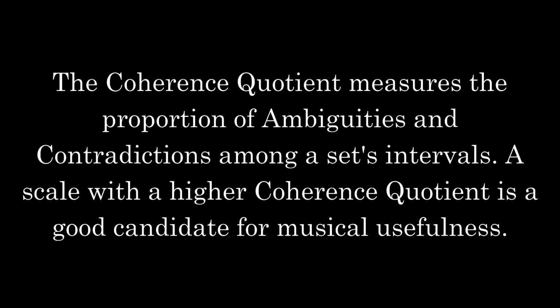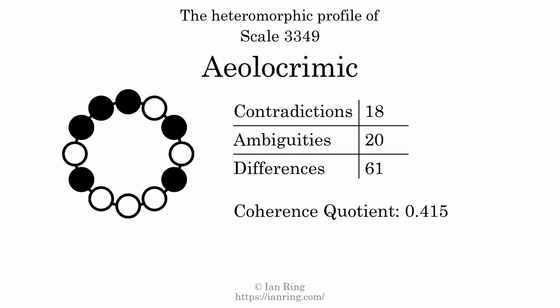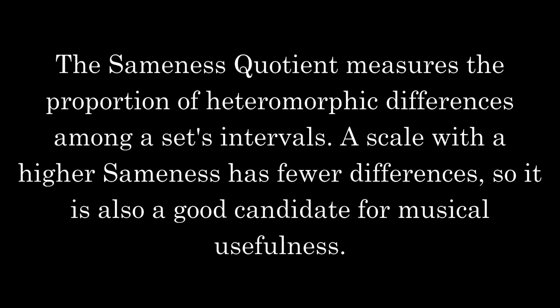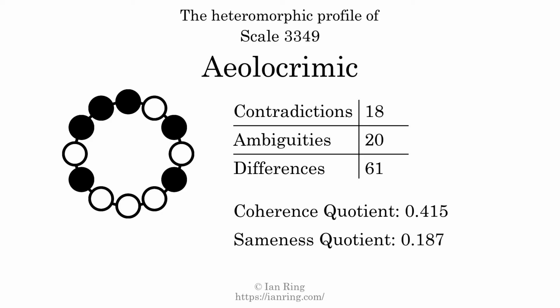The coherence quotient measures the proportion of ambiguities and contradictions among a set's intervals. A scale with a higher coherence quotient is a good candidate for musical usefulness. The coherence quotient is 0.415. The sameness quotient measures the proportion of heteromorphic differences among a set's intervals. A scale with a higher sameness has fewer differences, so it is also a good candidate for musical usefulness. The sameness quotient is 0.187.